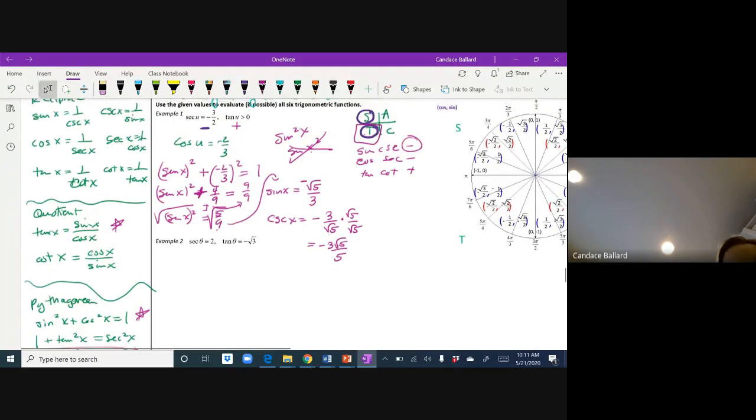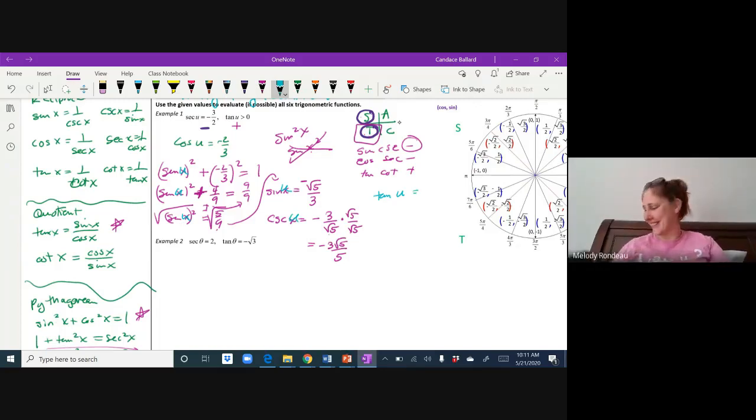So I'm going to use the quotient identity to find the tangent. So I know that the tangent of u, I put an x in there somewhere, didn't I? I shouldn't have. It should have been u's. I apologize.